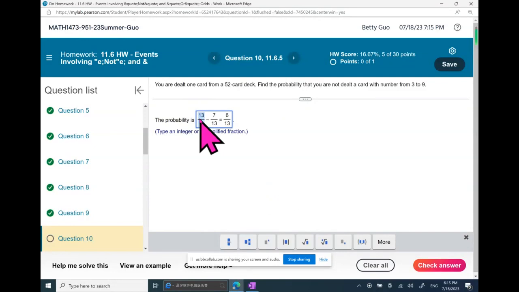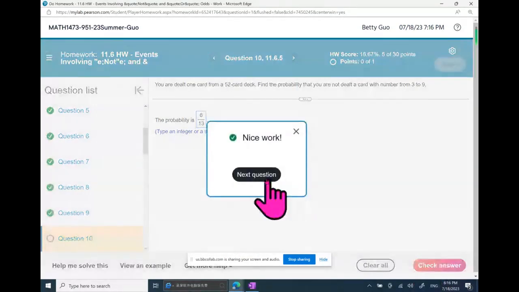When the two fractions have the same denominators, you can add or subtract. Keep the bottoms, add the tops. The answer is 6 over 13. Let's erase the part and submit 6 over 13.